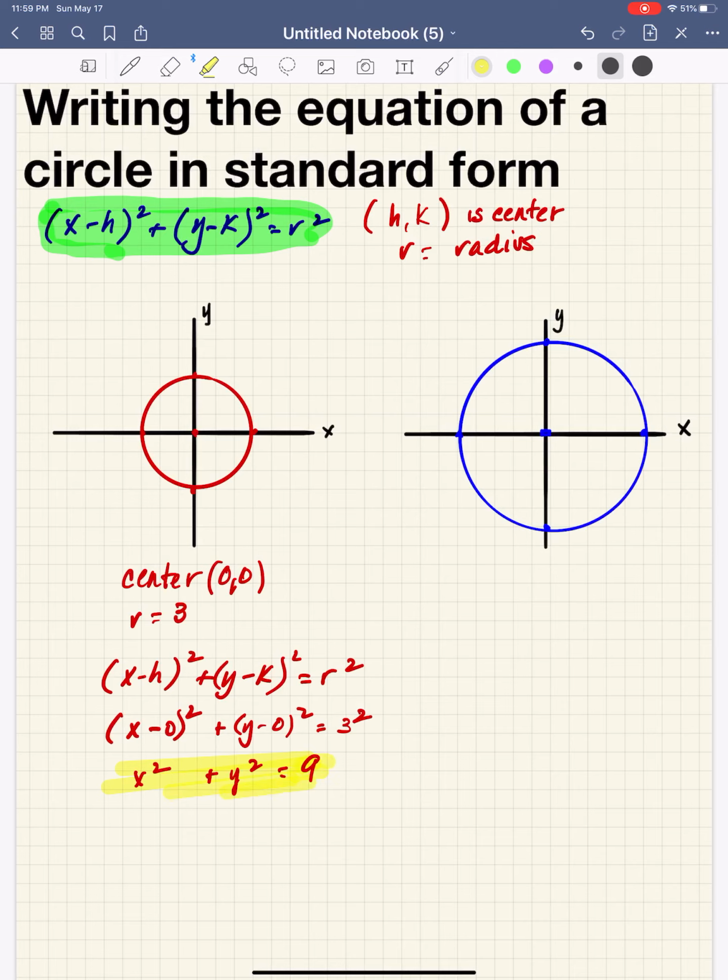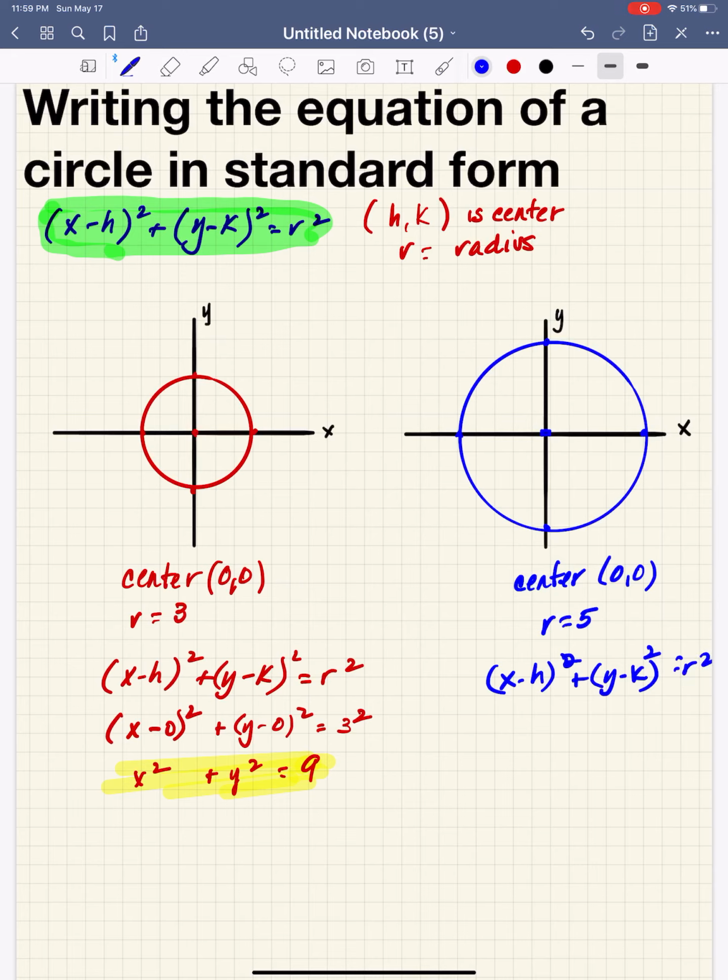Now, if you notice, when you have a circle at the center 0, 0, really it's just x squared and y squared, because you're not adding or subtracting any value to it, like over here on the blue circle. Again, let's find the center. And that is at the origin, 0, 0, and its radius is 5. Substitute in your values.